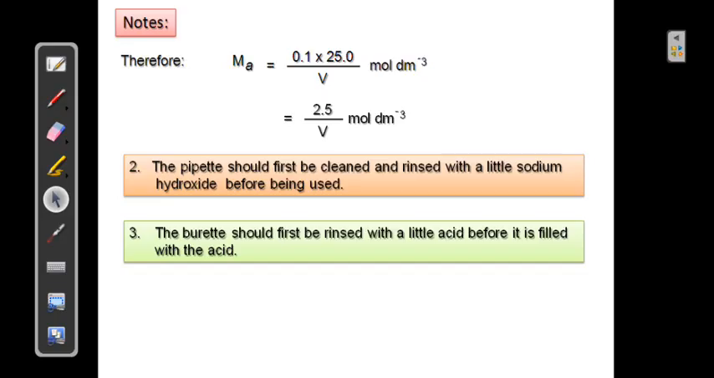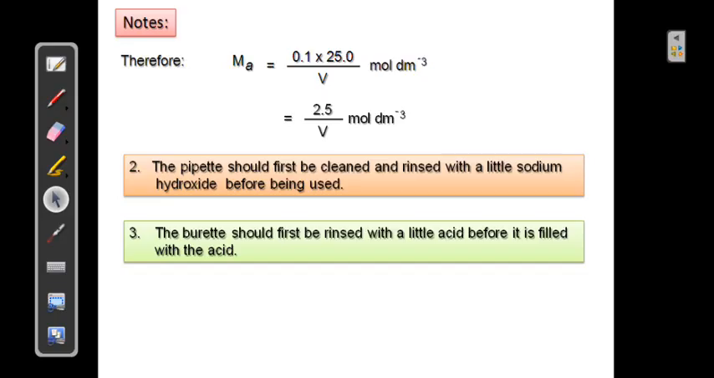So the burette should first be rinsed with a little acid before it is filled with the acid again, so that the burette will not be contaminated or adulterated. It needs to be accurate. It needs to be exactly what it should be. That is, if it's an acid, it should be an acid, nothing more, nothing less.